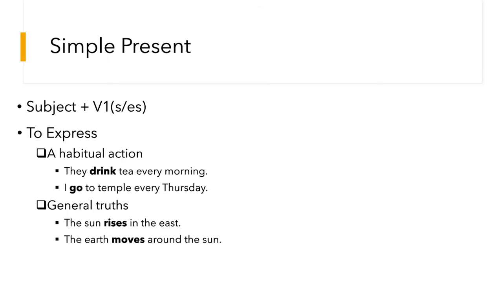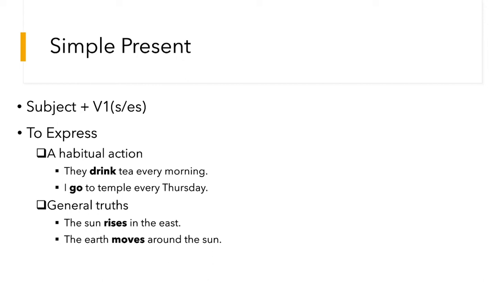Simple present is used to express a habitual action. They drink tea every morning. I go to temple every Thursday. So in they drink, it is subject plus V1. We don't add S or ES here because it's plural. Similarly, with I, we don't add S or ES to the verb. That's why we didn't add S or ES to go.